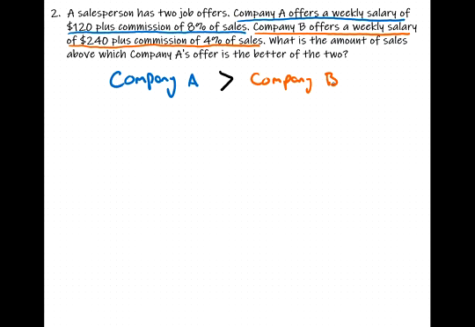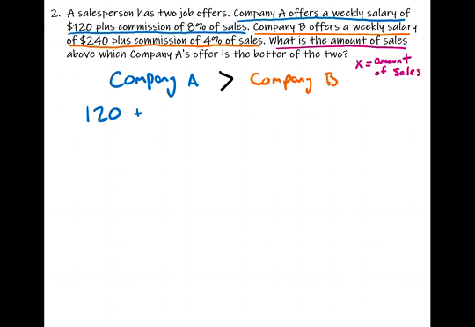So what does company A pay you? Well, company A pays you a weekly salary of $120. So company A is paying $120 plus a commission of 8% of sales. Well, the unknown here is the amount of sales. What is the amount of sales? So let's say X equals amount of sales. That's the unknown here.